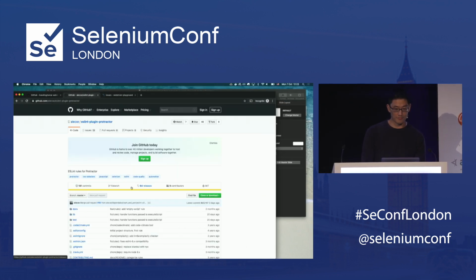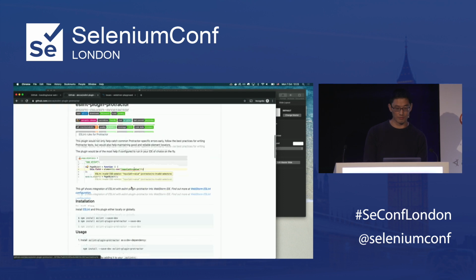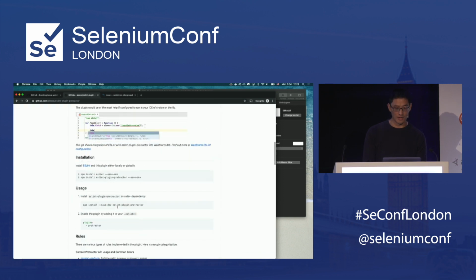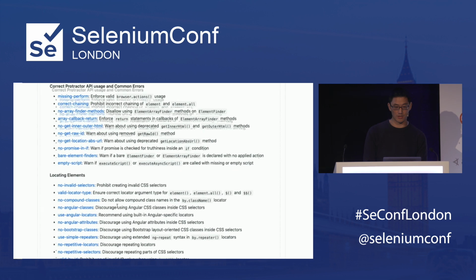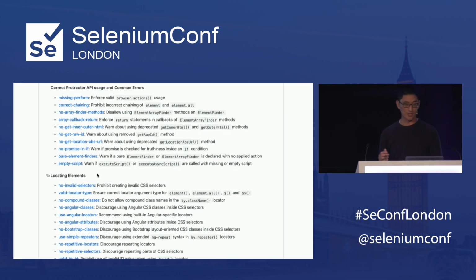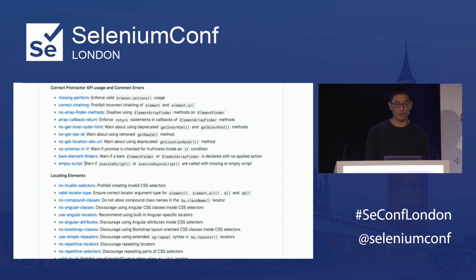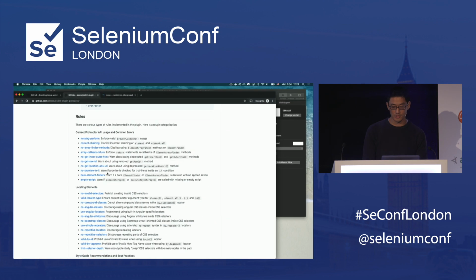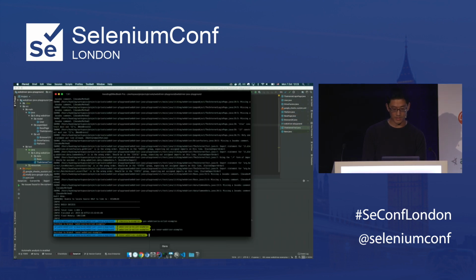And then we have the ESLint plugin for Protractor from Alexander. On his GitHub page, you see quite an extensive list of different rules, but also some very specific Protractor API rules. So let's take a look at that. Let me switch to a branch.